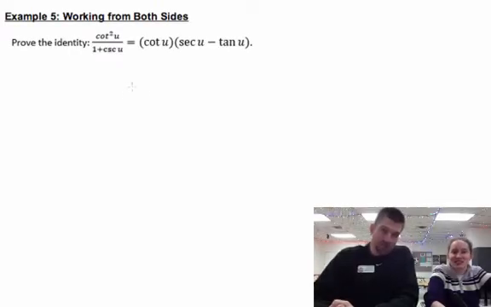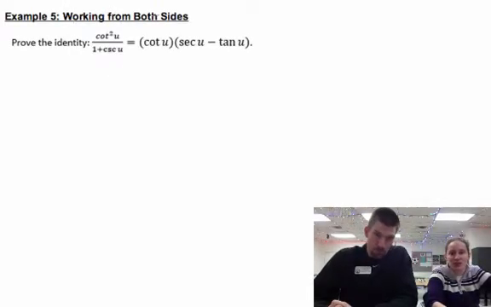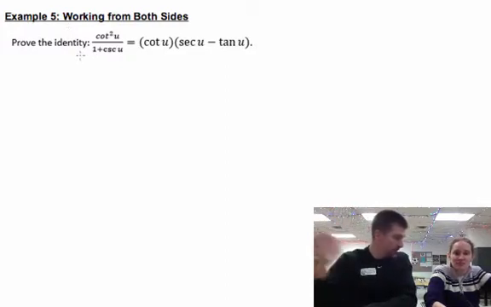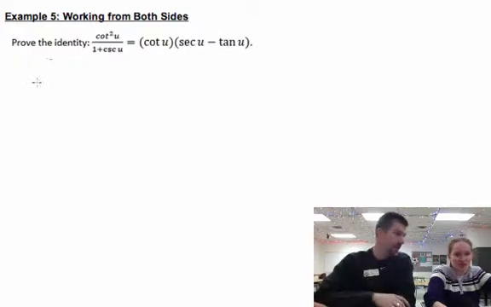prove the identity. And this example says working from both sides. Now what's with these clues? They're not going to get clues on a test. I mean, shouldn't we put on our big boy pants and just dive in? But we're teaching. All right. So just say it like that, like the children.